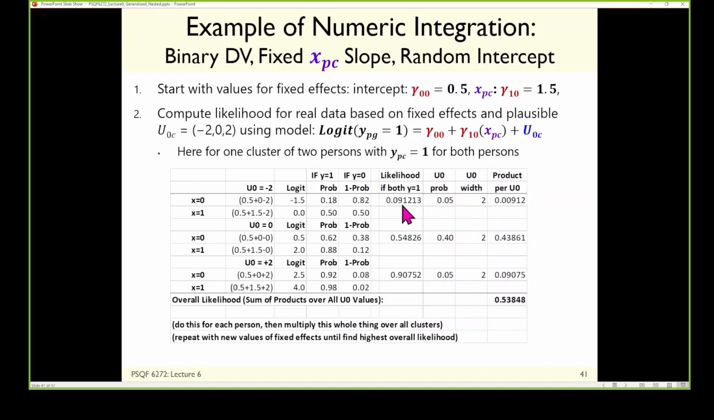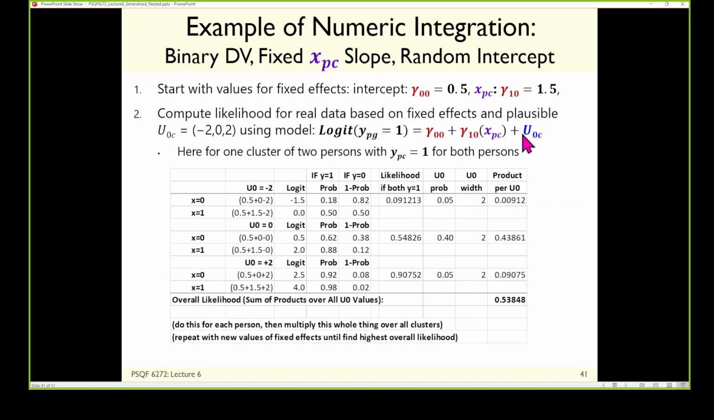So now we have to think about our choice of trying on a u of -2. If this is a normal distribution, how likely is it that someone has a u of -2? Where would -2 be in a normal distribution? 2 standard deviations below the mean, which is not very likely. So we are going to downweight that guess with the probability of 0.5, and that u takes up a width of 2. So then that whole thing multiplied together is here.